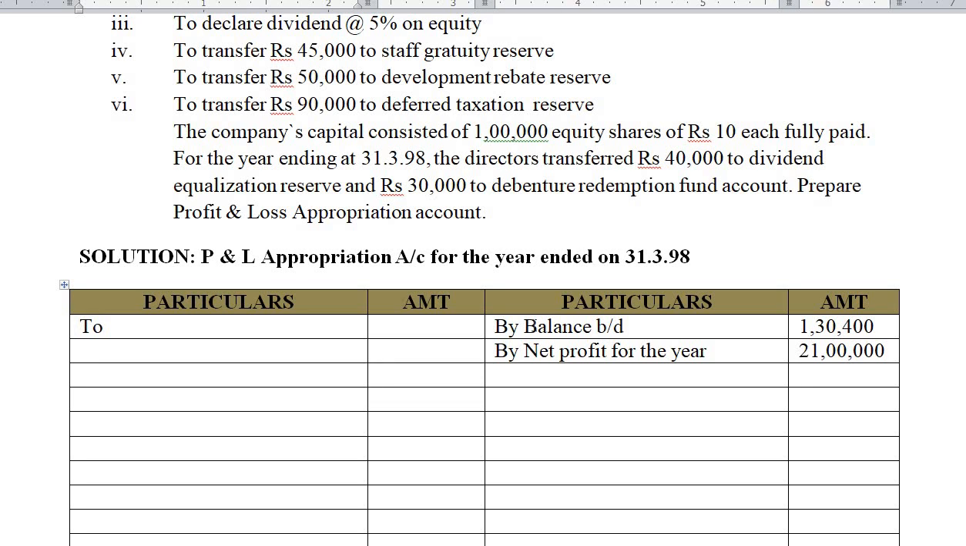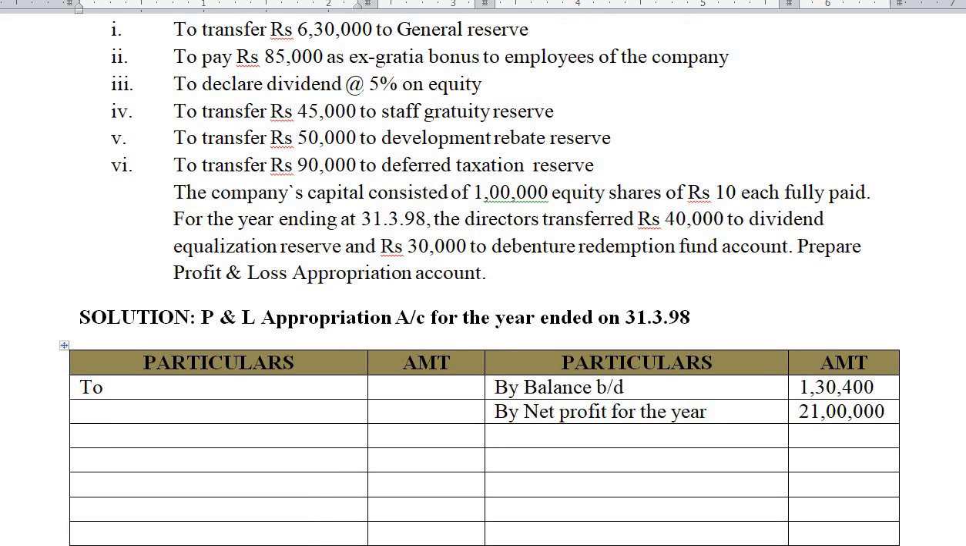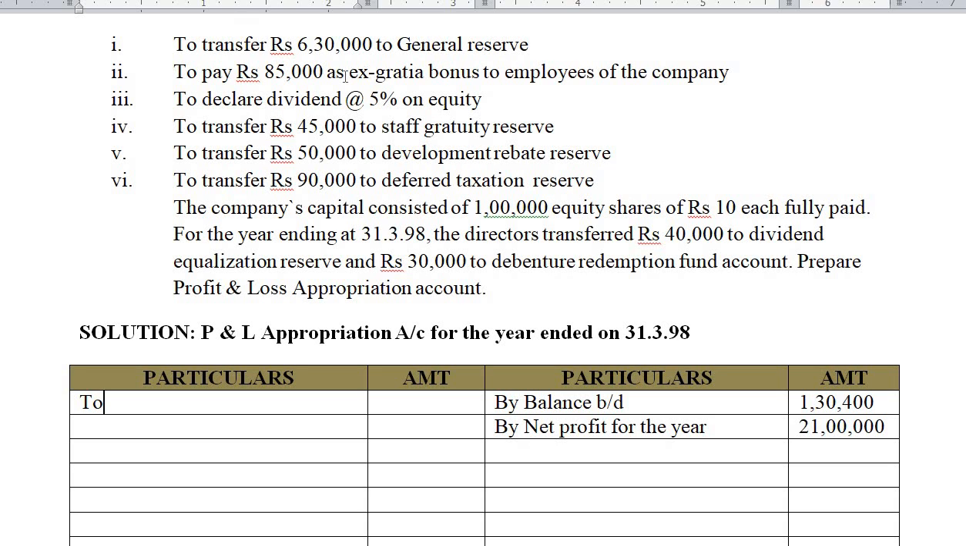First item is the transfer to general reserve. You can see it here in the question. See, transfer to general reserve is there, proposed bonus is there, declared dividend is there, staff gratuity reserve, all those kinds of reserves are there. So I'm just going to write: to transfer to general reserve. General reserve is GR. The amount is 6,30,000.